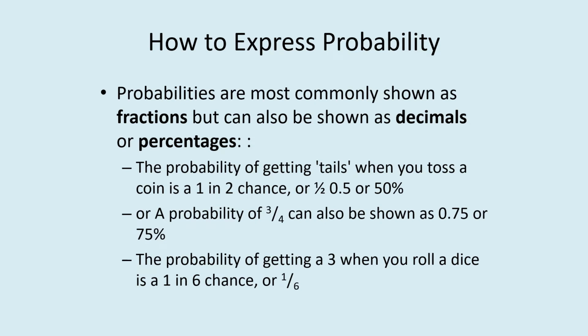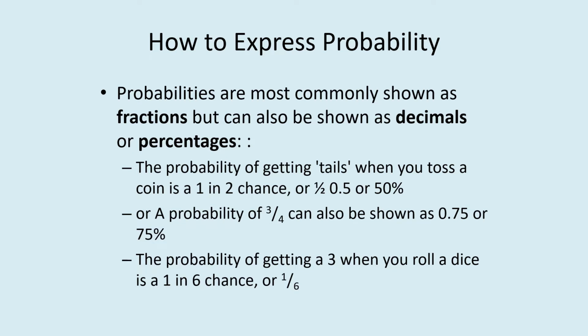How to express probability? Well, probabilities are most commonly shown as fractions, but they can also be shown as decimals or percentages. And the rest of this lesson is going to be focusing on that. So the probability of getting tails when you toss a coin is a 1 in 2 chance. That means that on the top of the fraction we've put a number 1, and for the denominator we've put a 2, because 1 out of 2 is the chance. It can be written as 0.5 as a decimal or as 50%. A probability of 3/4 can also be written as 0.75 or as 75%.